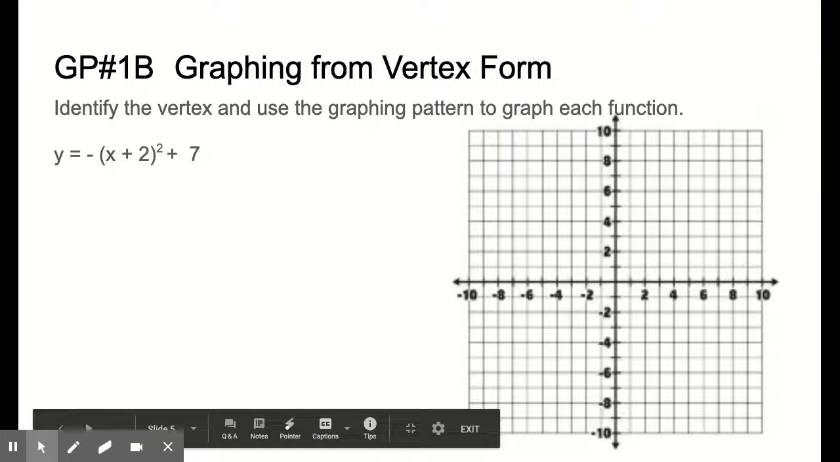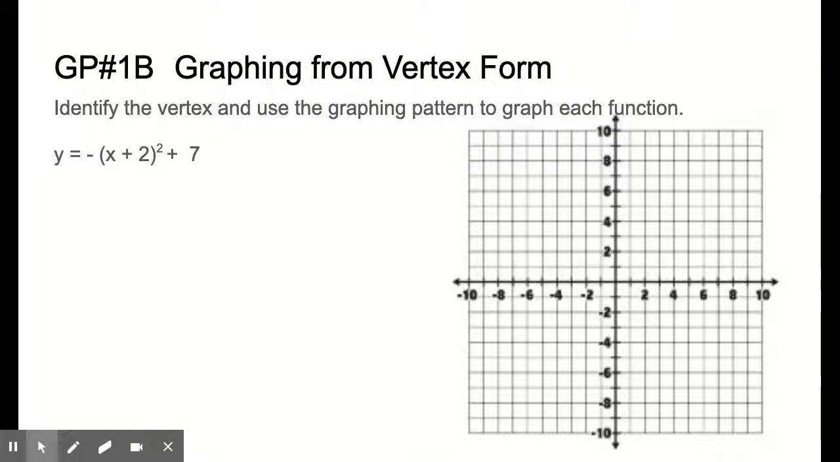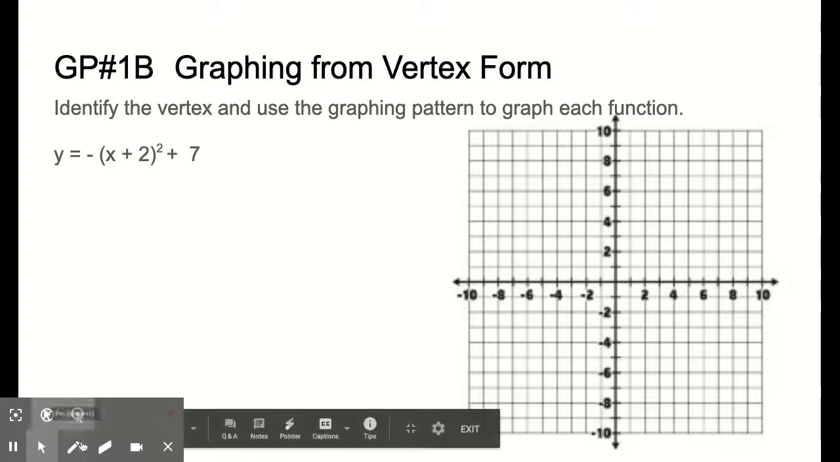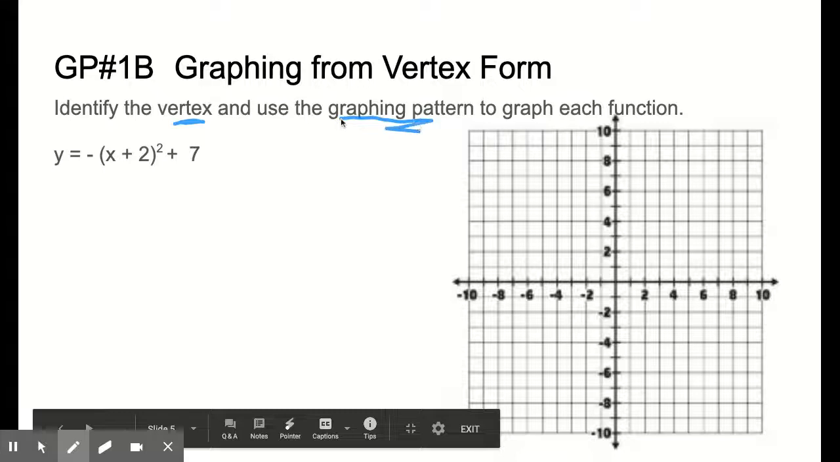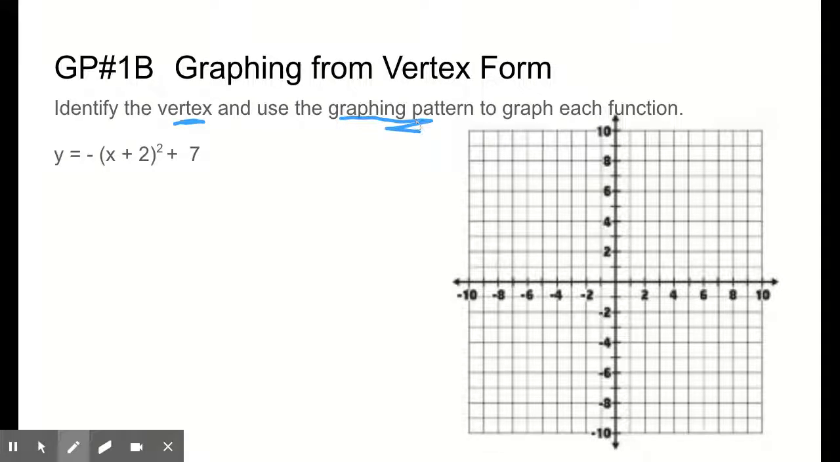For GP1B, we're doing the exact same thing we did for GP1A. We are going to identify the vertex and use the graphing pattern to graph the function. So again, we have an equation here in vertex form. The first thing we want to do is identify that vertex.